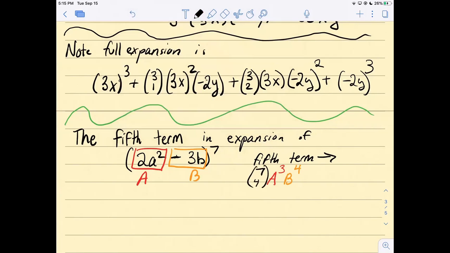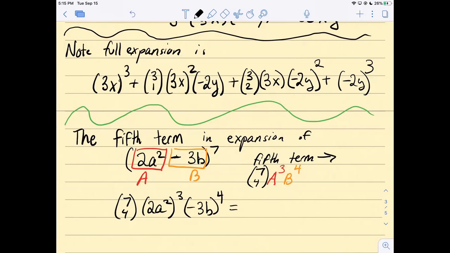And if this was a test problem, I wouldn't really need you to do much more than write 7 choose 4, especially because I'm not expecting you to do some crazy multiplying, like, yeah, it's pretty big numbers. I wouldn't expect you to multiply these. 2a squared in parentheses to the third, and then minus 3b to the fourth. And then whatever that comes out to, just remember that this becomes, okay, let's just do it.